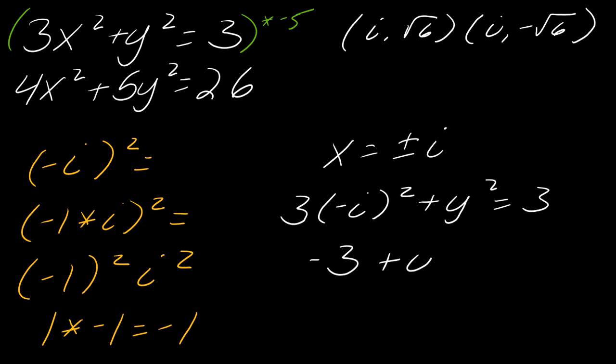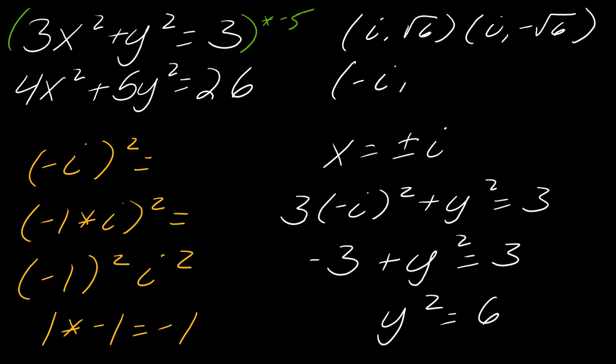So this becomes negative 3 plus y squared equals 3. So I still have y squared equals 6. So it's the same thing. So I have negative i square root of 6 and then negative i negative square root of 6. So those would be all my solutions.